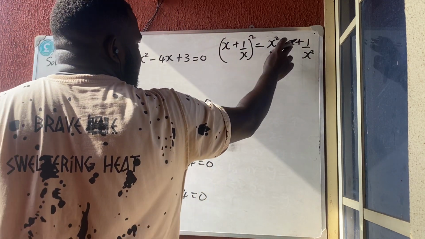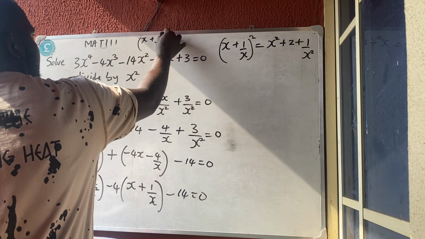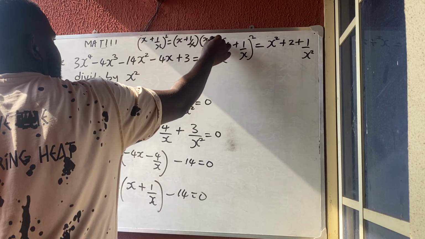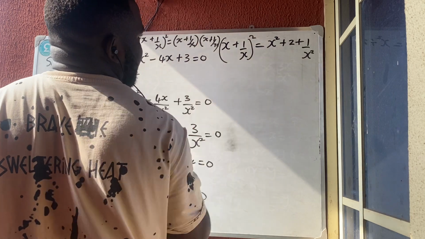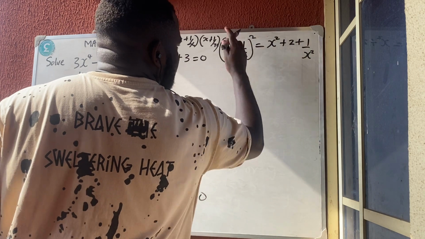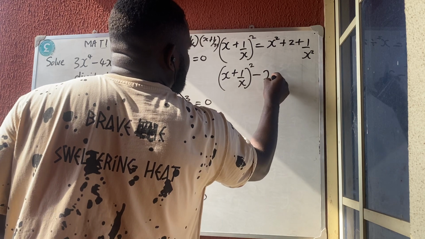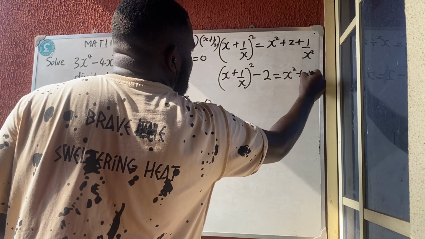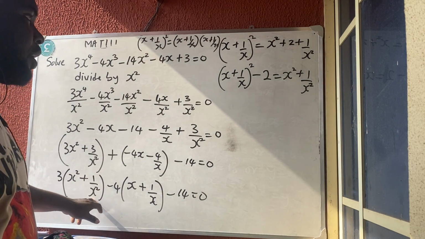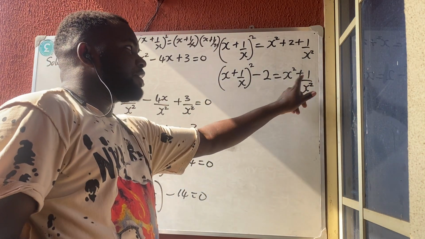Please, if you don't know how to do this, just do it like this. x plus 1 over x all squared is the same as saying x plus 1 over x times another x plus 1 over x. Then if you clear it, you are going to get this as your answer. So now, this is the main thing I'm looking for. This minus 2 can come to this side, so I'm going to have x plus 1 over x all squared minus 2 is equal to x squared plus 1 over x squared. So instead of putting this x squared plus 1 over x squared, I'm going to replace it with this, because I want to get x plus 1 over x without the square being there.